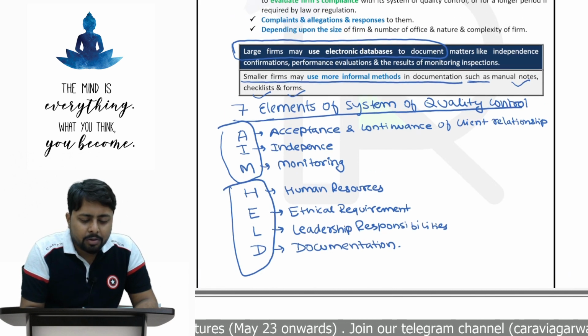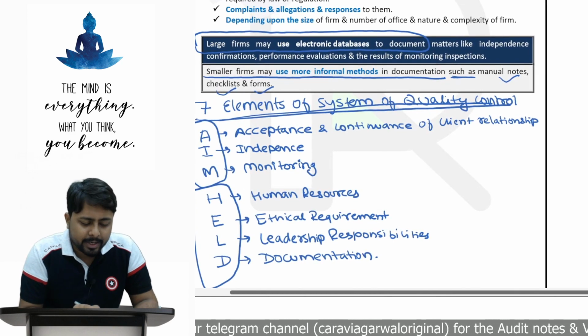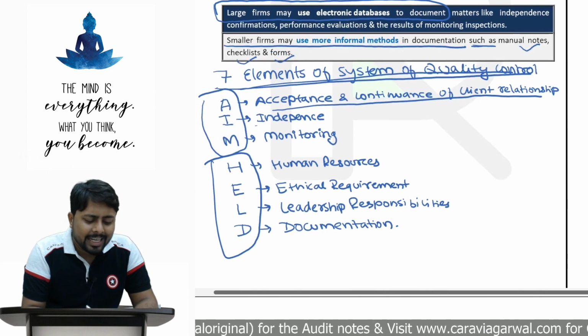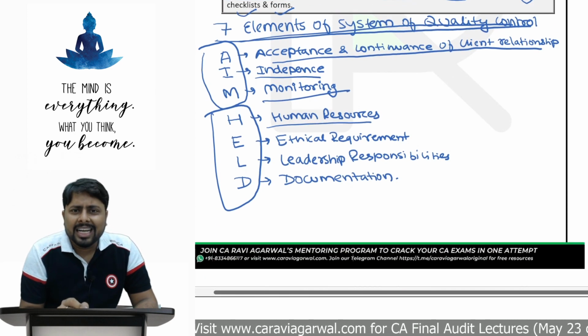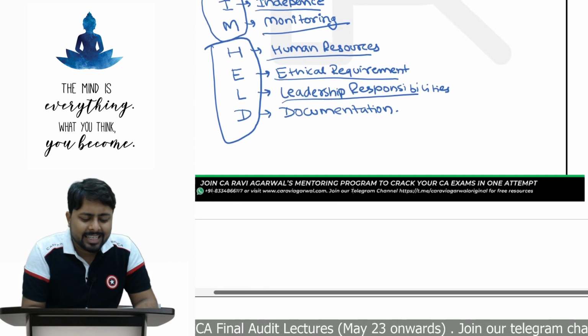Okay. 7 elements of system of quality control. AIM HELD. Sir, please explain. Alright, let's learn the mnemonic. We'll explain also. A is acceptance and continuance of client relationship. I is independence. M is monitoring. H is human resource. E is ethical requirement. L is leadership responsibility. D is documentation.